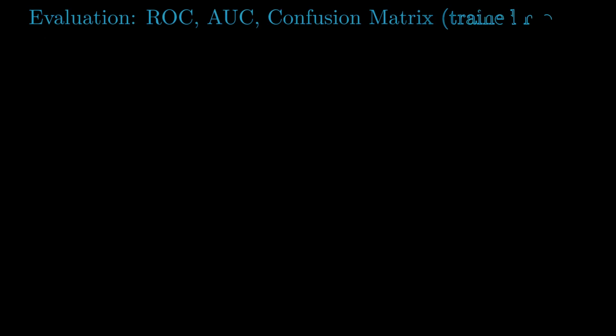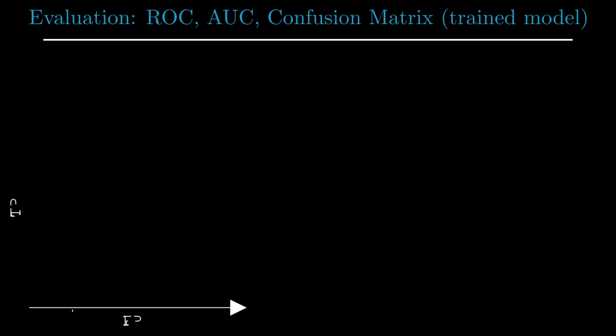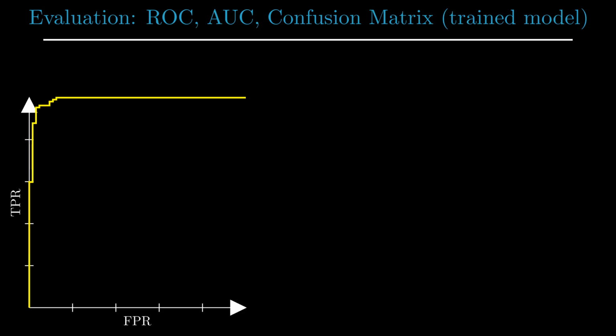Let's evaluate logistic regression on a real data set. On the left is the ROC curve, receiver operating characteristic. The x-axis shows the false positive rate, and the y-axis shows the true positive rate. Each point on this curve corresponds to a different classification threshold applied to the predicted probabilities. As we lower the threshold, we catch more true positives, but also introduce more false positives. The AUC, area under the curve, summarizes how well the model separates the two classes across all possible thresholds.